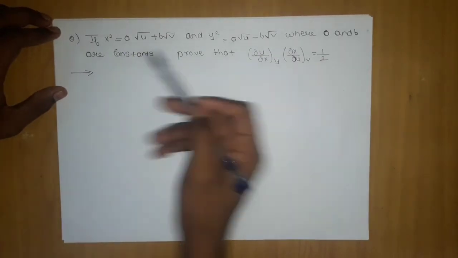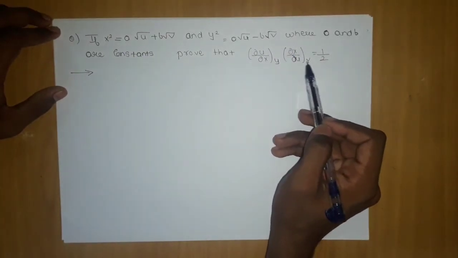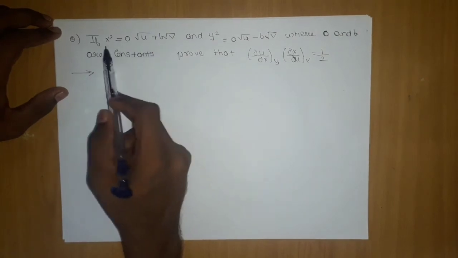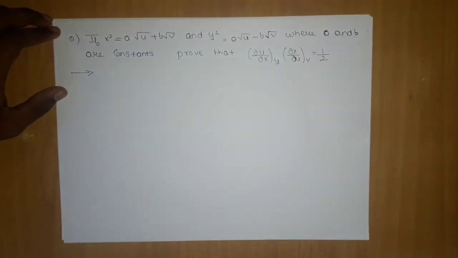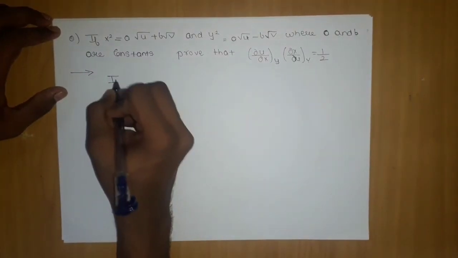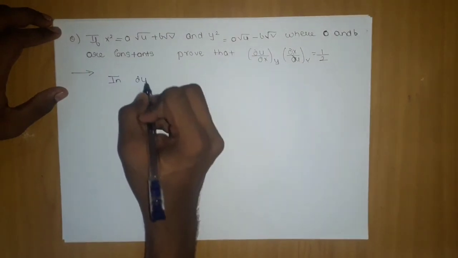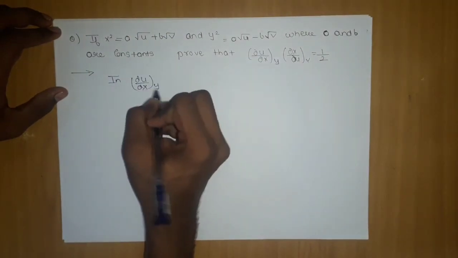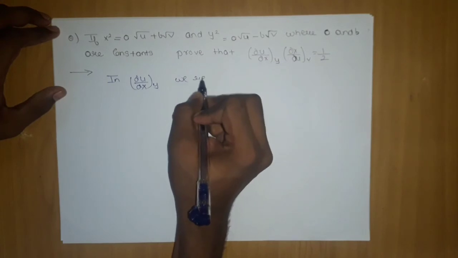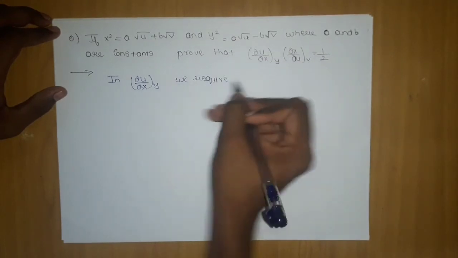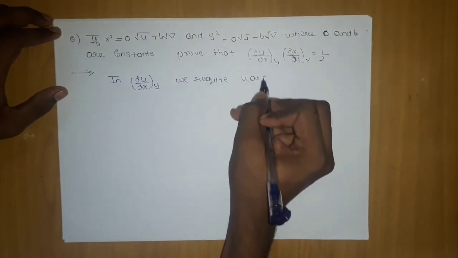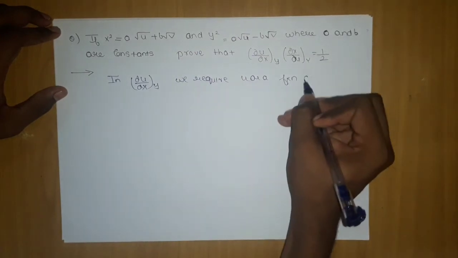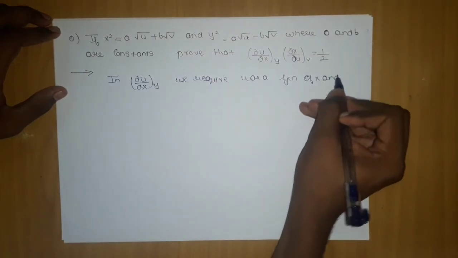But here the x, y, u, v equations already exist, so we don't need to worry about that. So we will first get this. In ∂u/∂x keeping y constant, we require u as a function of x and y.